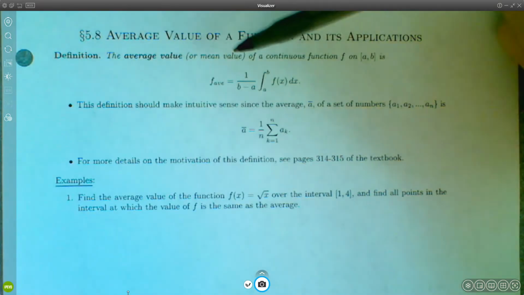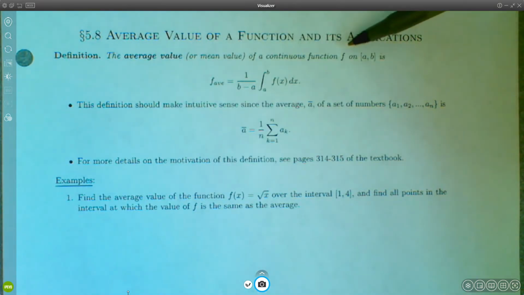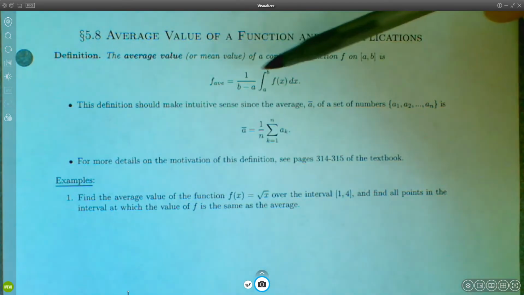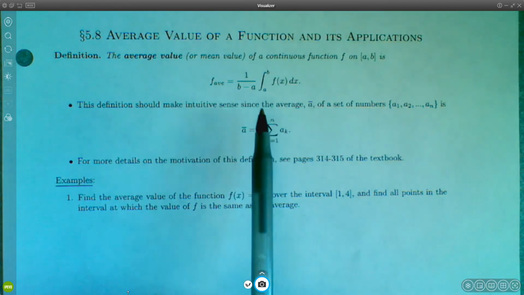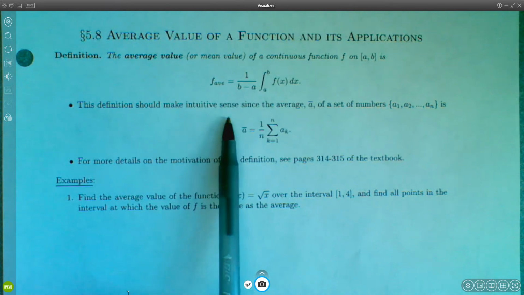So the average value or mean value of a continuous function f on [a, b] is 1 over b minus a times the integral from a to b of f of x dx. This definition should make some intuitive sense to you, right?